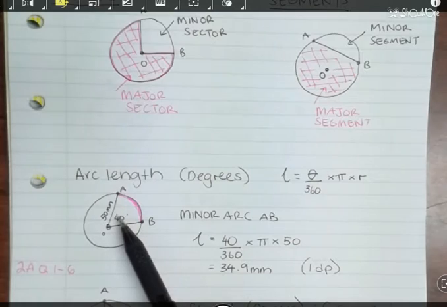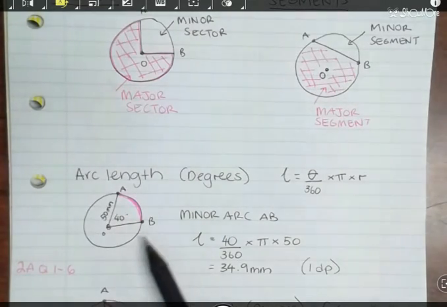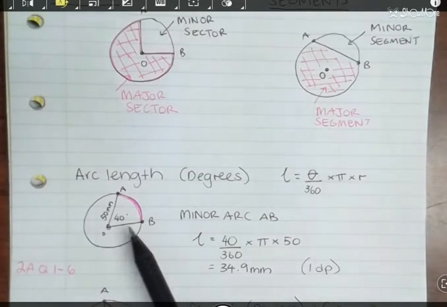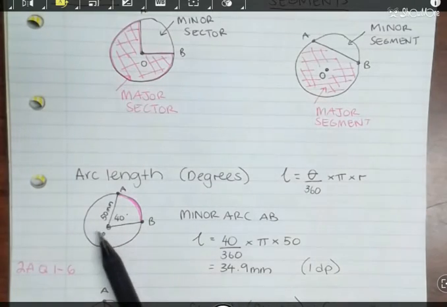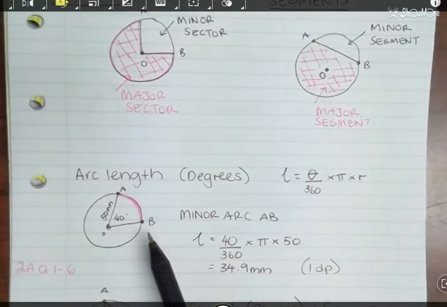Now the degrees or the angle has to be opposite the arc that you're trying to find. So if we're finding the minor arc, then we'd use the 40 degrees. If we were trying to find the major arc, then we would have to use the revolution relationship angle, so you'd have to use 320 to find the major arc. I'll give you a little moment to copy that down.